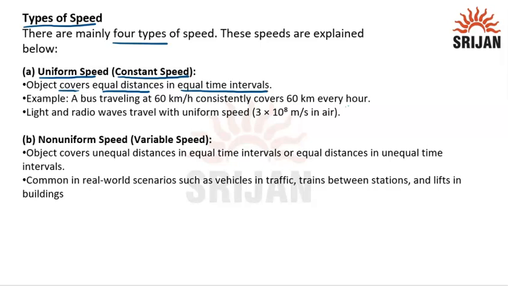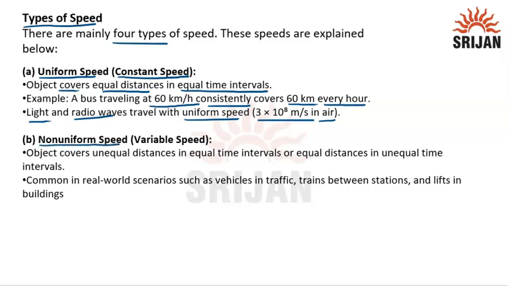For example, a bus traveling at 60 km per hour consistently covers 60 km every hour. Means in every hour, the bus is going to cover 60 kilometers. So this is constant. Light and radio waves travel with a uniform speed of 3 multiplied by 10 to the power 8 meter per second in air, which is constant. So we can say that this is also an example of constant speed.